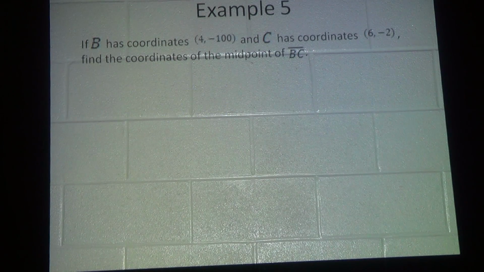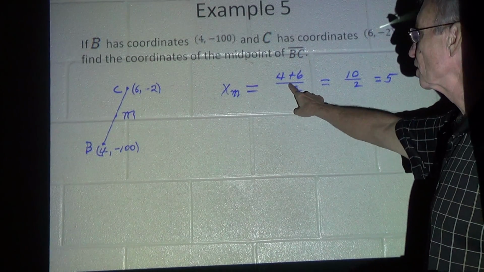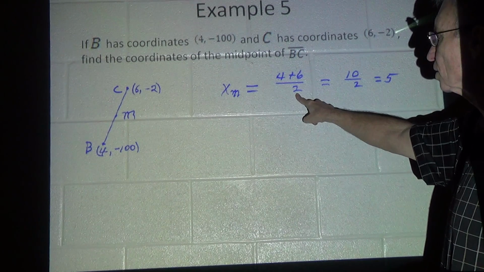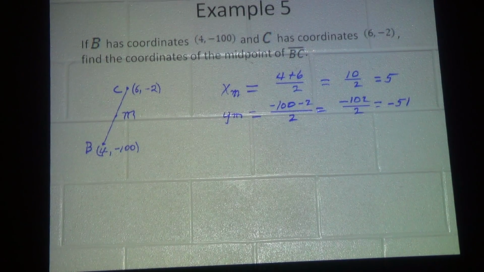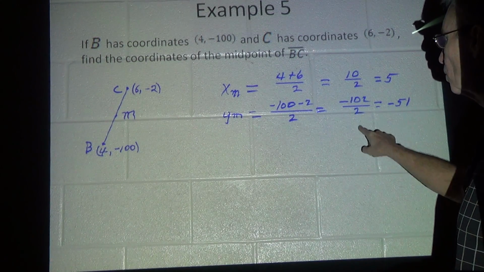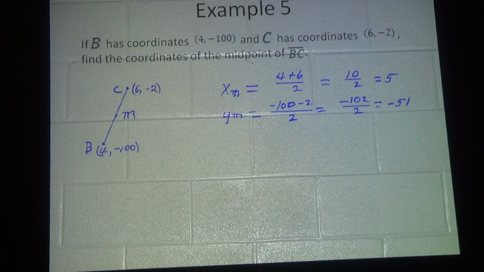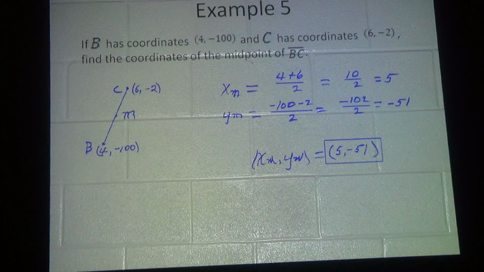Example 5 says if B has coordinates 4, negative 100, and C has coordinates 6, negative 2, they want the coordinates of the midpoint of BC. So here's what we got. We average the x's by taking 6 plus 4, or 4 plus 6 in this case, divided by 2, which is equal to 10 over 2, equals 5. The y midpoint coordinate is negative 100 minus 2 over 2, equals negative 102 over 2, which is equal to negative 51. So our coordinates here are going to be 5, negative 51.